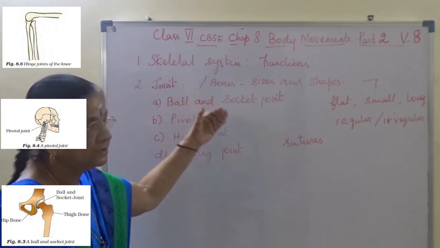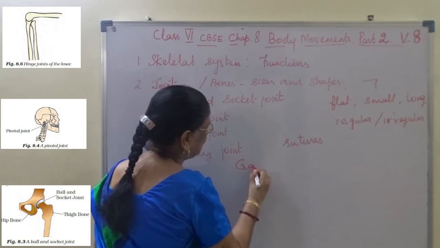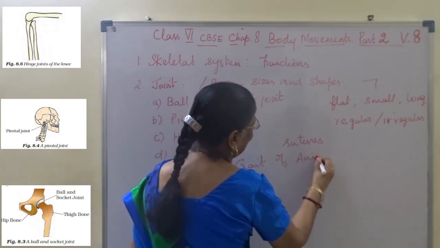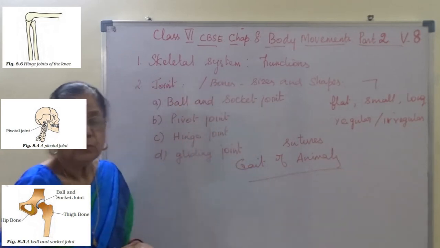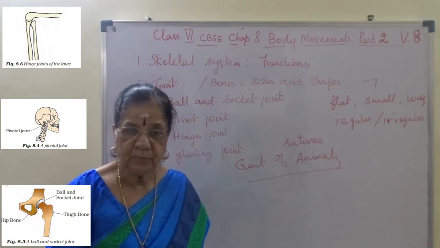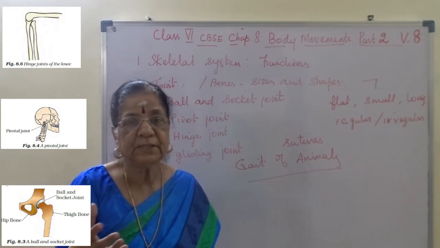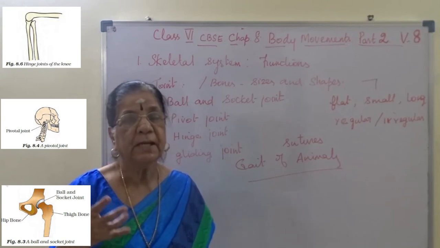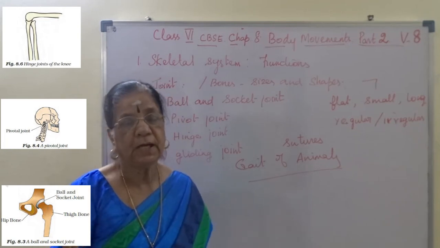And then continuation of that is the gait of animals. Heading: gait and movement. Movement na every human will walk with the legs. Different animals will move differently. So that different manner of movement is called gait of animals.